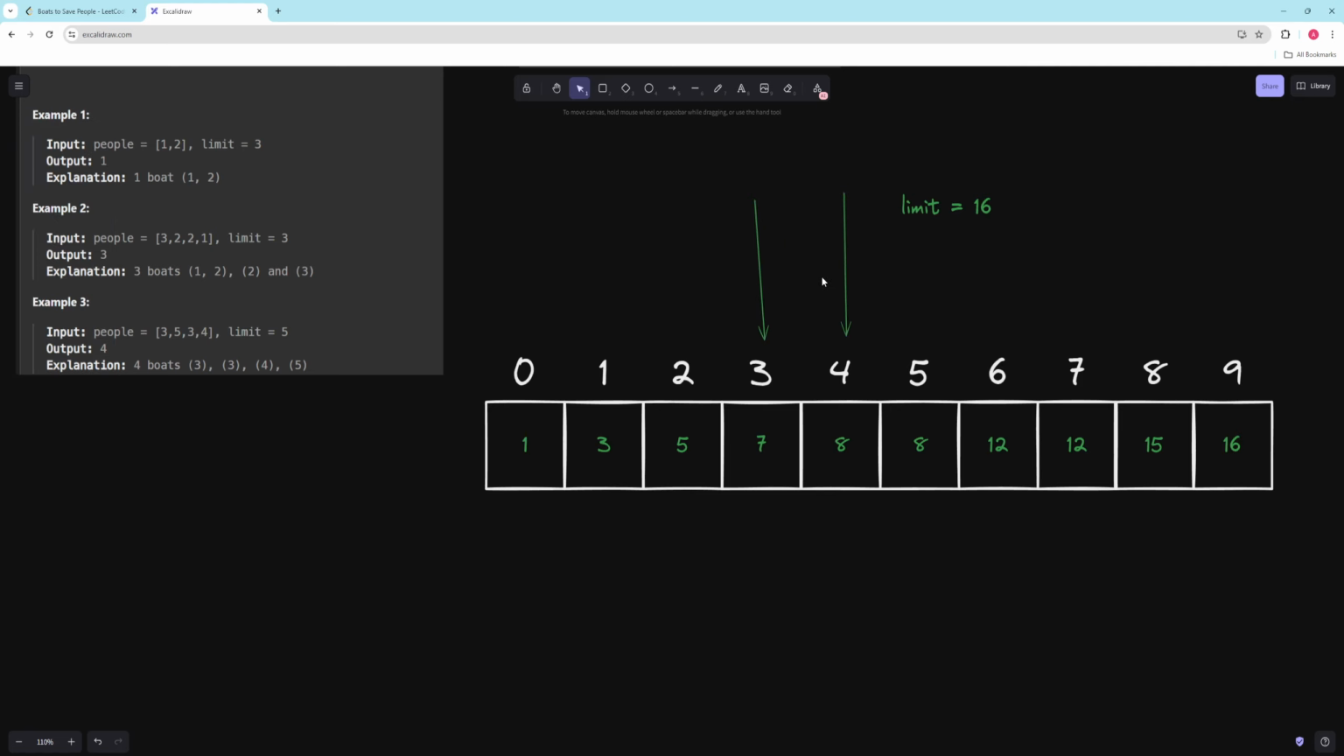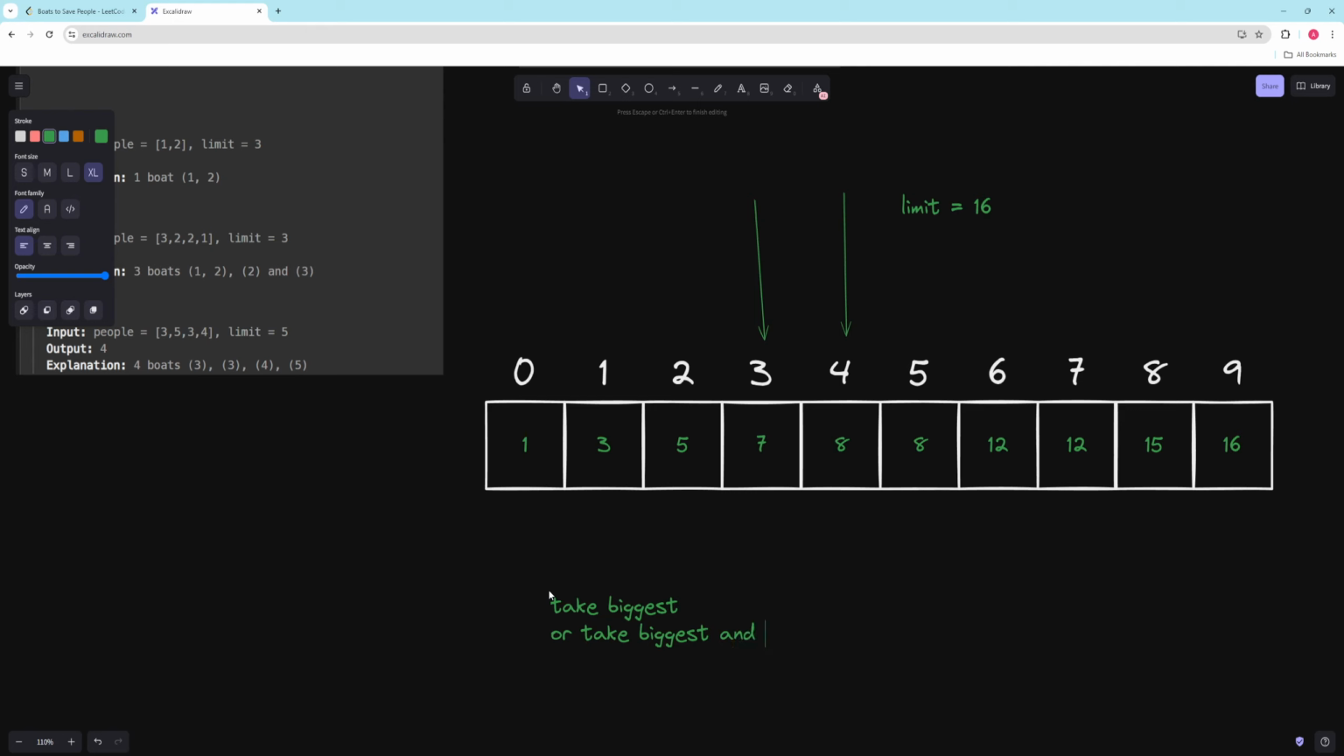So essentially, you just have 2 pointers, a left pointer and a right pointer, and you keep taking people up until there's nothing else to take. And you basically have a choice of either take biggest or take biggest and smallest, and you either move 1 pointer in or both. So hopefully that makes sense.